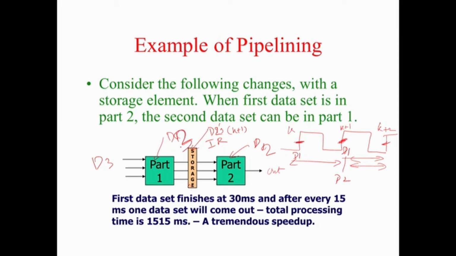Okay. So what happens now? We took 2500 milliseconds for processing 100 sets of data, 25 milliseconds per data. Now what will happen? This is 15 milliseconds, this is 10 milliseconds, right. So the first data will come when?